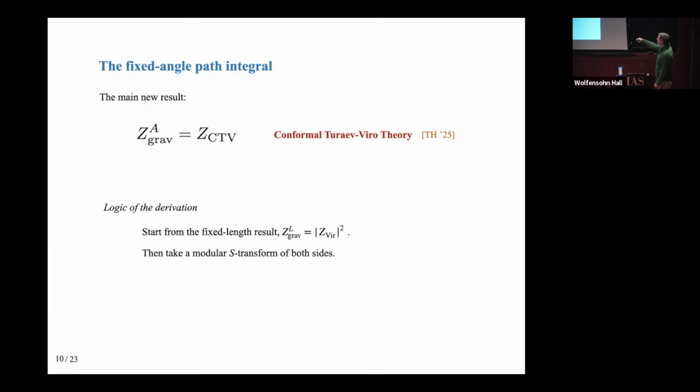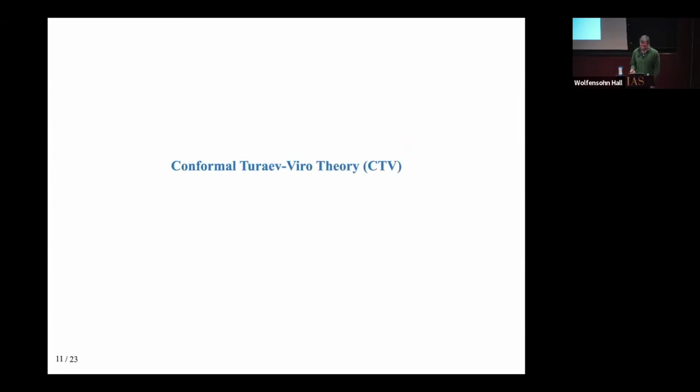So what we need to show is that the modular S transform of Virasoro TQFT squared is the Conformal Turaev-Viro theory. And that's what we're going to do in the rest of this talk: to define carefully what I mean by CTV and then explain how it is that we can take the modular S transform. Okay, so Conformal Turaev-Viro theory.